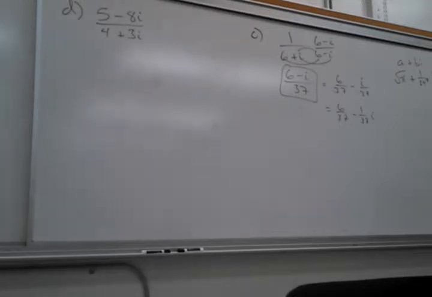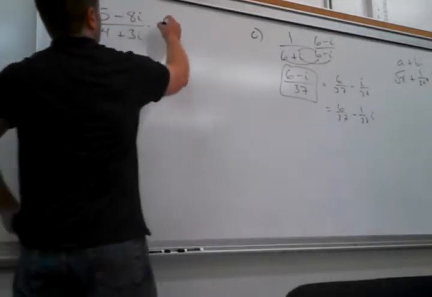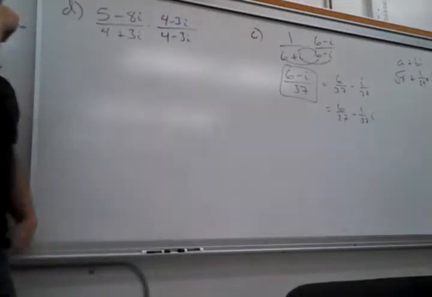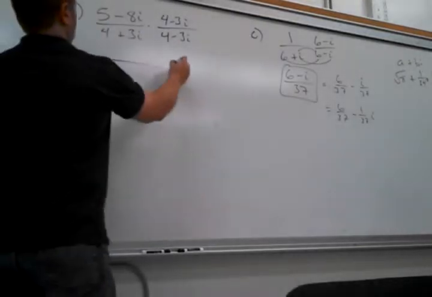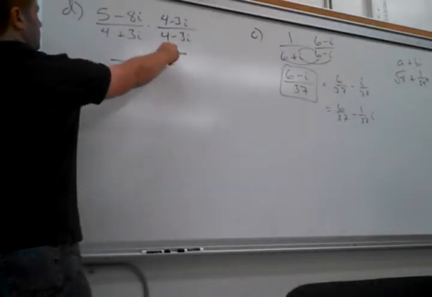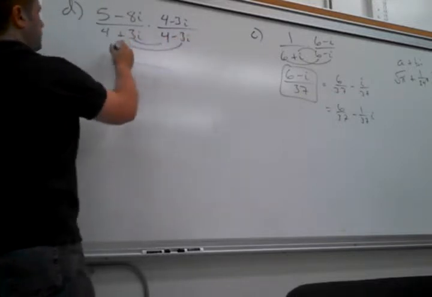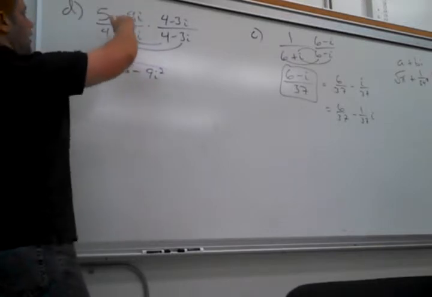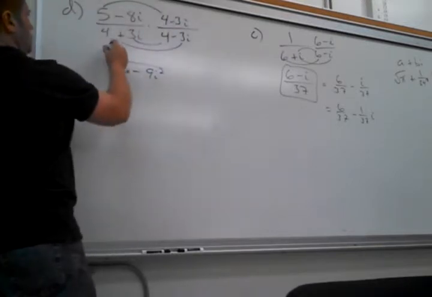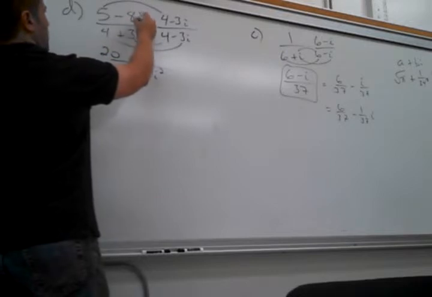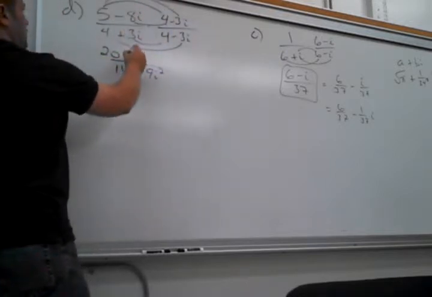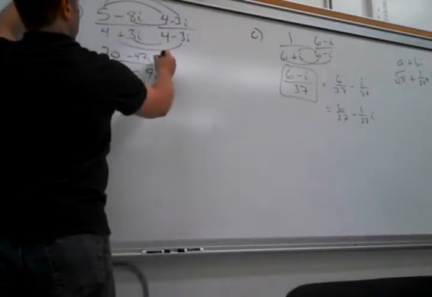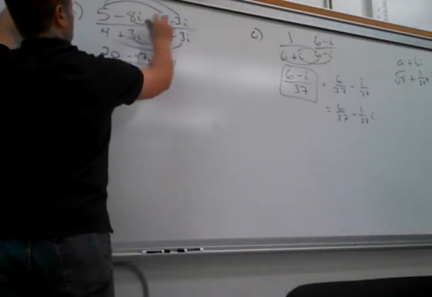All right, so what are you going to multiply this by? 4 minus 3i. So on the bottom you get 16, the middle terms cancel, minus 9i squared. On the top I get 20, minus 47i. Good. Minus 32 minus 15 is minus 47i, plus 24 i squared.